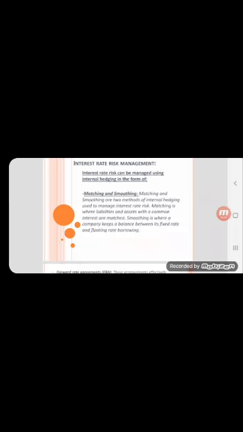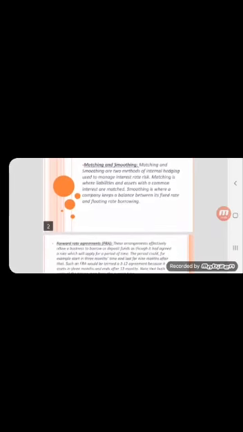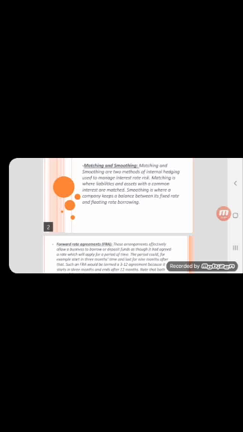Matching is where liabilities and assets with a common interest rate are matched. Under this matching process, the liabilities and the assets are matched so that the rate of risk is matched. Under smoothing, a company keeps a balance between its fixed and floating rate borrowing. Under this method, the company keeps balance between the floating rate of borrowing and the fixed rate of borrowing.